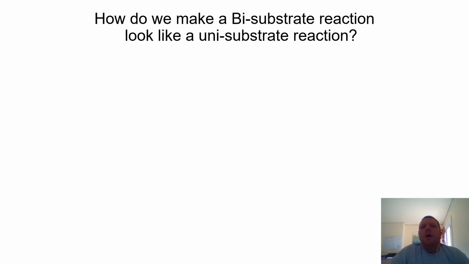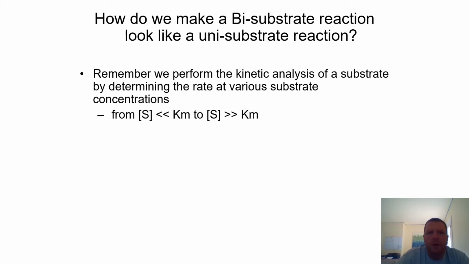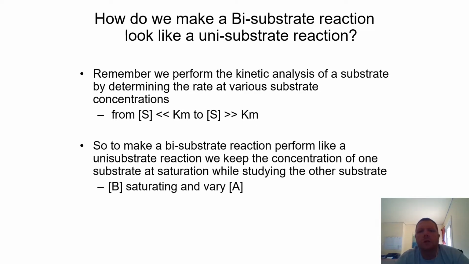Next up, how do we actually look at these reactions? Whenever you do kinetic analyses of a substrate, you determine rates at various different concentrations of that substrate. You're going to give a range from substrate concentration less than your Km to significantly greater than your Km. To make a bisubstrate reaction perform like a unisubstrate reaction, we keep the concentration of one substrate at saturation while studying the effects of the other substrate.